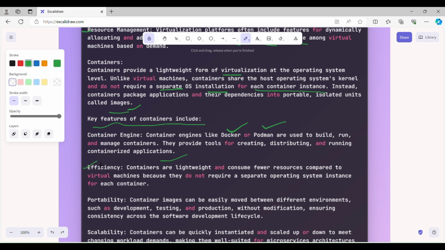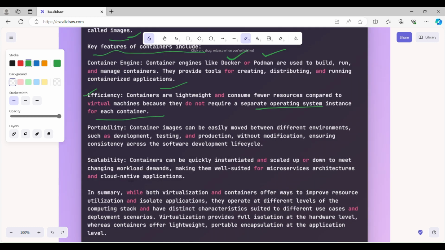The second key feature is efficiency. Containers are lightweight and consume fewer resources compared to virtual machines because they do not require a separate operating system instance for each container. One more feature is portability. Container images can be easily moved between different environments such as development, testing and production without modification, ensuring consistency across the software development lifecycle.